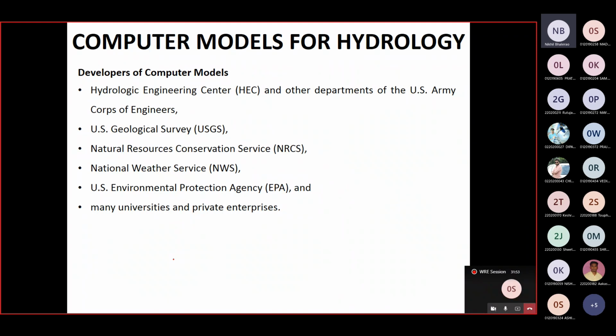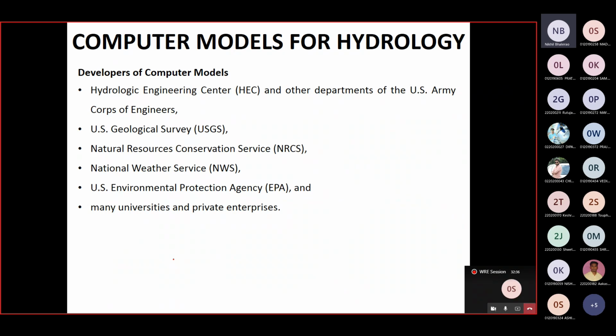So the main developers who are involved in this particular model development are enlisted here. Like we have the Hydrologic Engineering Center, HEC. You might have heard about some software like HEC-RAS. HEC-RAS is developed by this Hydrologic Engineering Center, that is HEC, and other departments of the US Army Corps of Engineers. These are also involved in developing various hydrological models or hydraulic models for the purpose of study. Along with that, we have the US Geological Survey Department, that is USGS.